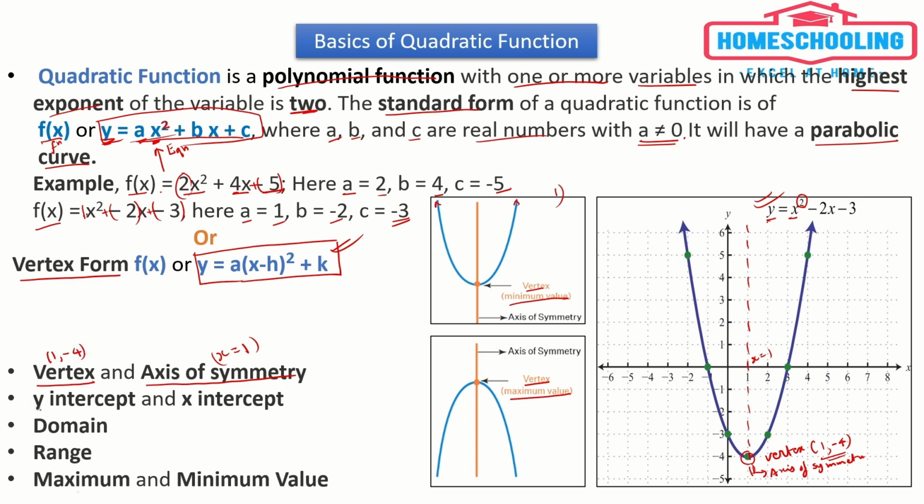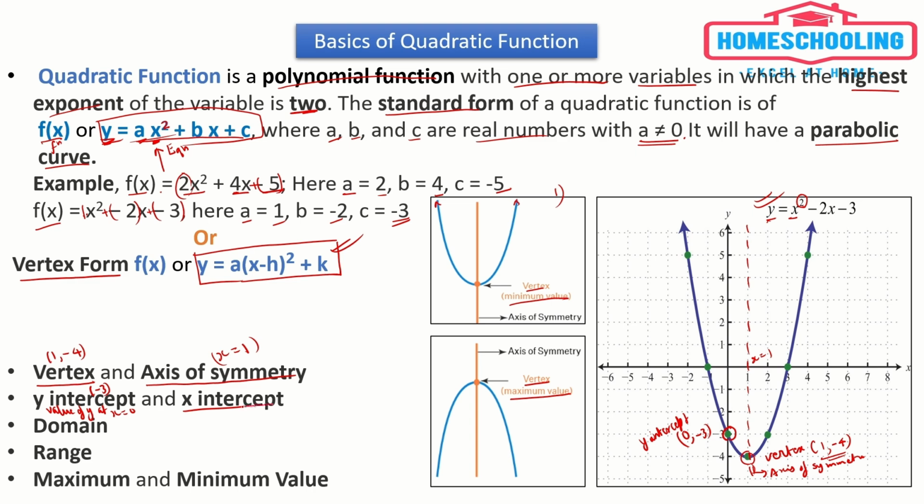Now, what is a y-intercept? The y-intercept is the value of y at x = 0. On this graph, this is our y-intercept. Here, x is 0. When x is 0, y is -3. So what is our y-intercept? The y-intercept is -3.